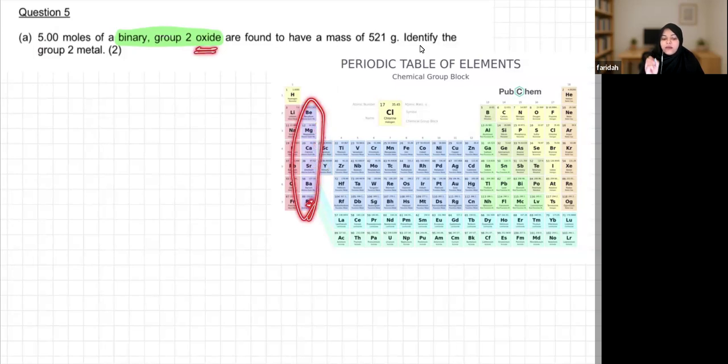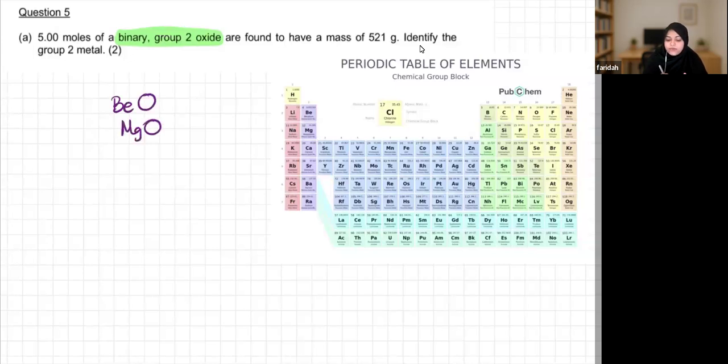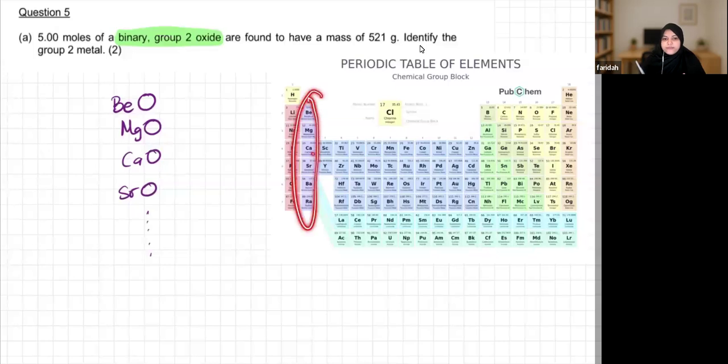What is oxide? Oxide is oxygen. So it might be beryllium oxide. It also can be magnesium oxide, calcium oxide, strontium oxide, and so on. We do not know which one, right? It can be any one of these metals from group 2. Now, our job is to identify which metal combined with the oxygen.